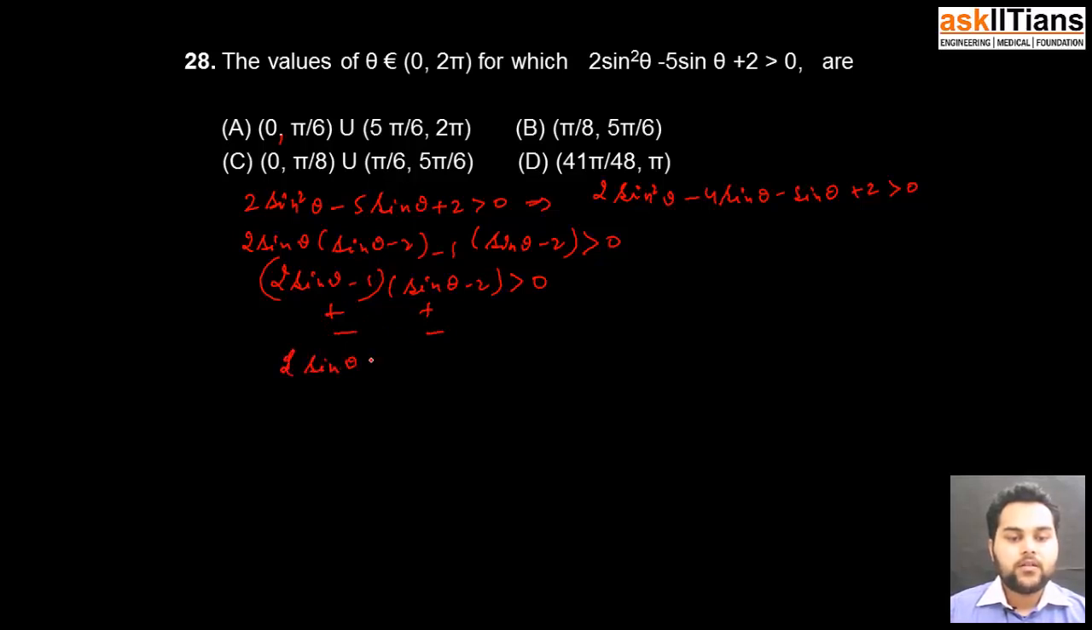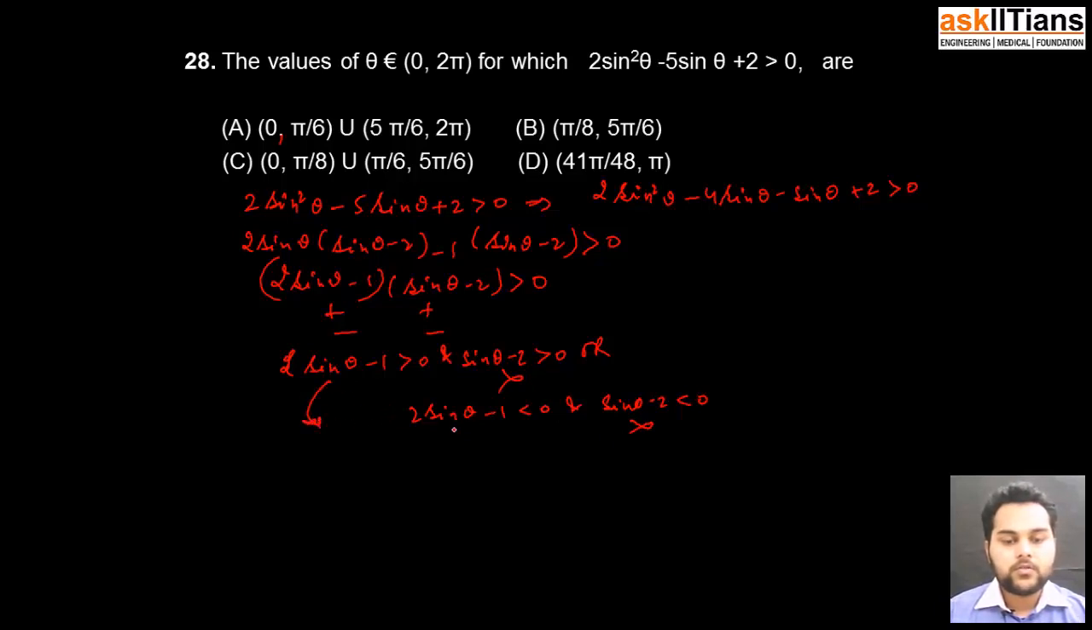That is 2 sinθ − 1 greater than 0 and sinθ − 2 greater than 0, or 2 sinθ − 1 less than 0 and sinθ − 2 again less than 0. Both of them are garbage values. I'll solve for these two values only. I would get sinθ greater than 1/2, but θ would be greater than π/6 and 5π/6, as sine is positive only in the first and second quadrant. Among these, the common value that I would get is θ greater than 5π/6.